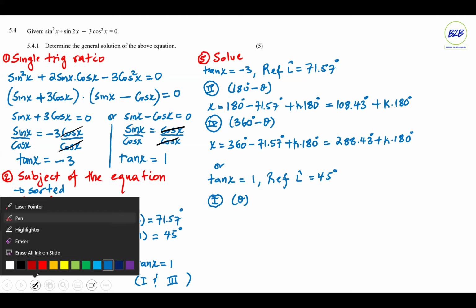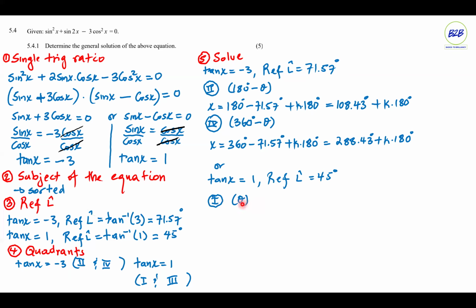Don't get confused now, eh? Theta in this case is no longer 71,57 degrees. It is 45 degrees. Remember, we have moved now into this equation, tan x equal to 1. Therefore, the reference angle of this equation is 45 degrees. And that makes our theta to be 45 degrees. Then we will say, okay, x is equal to, therefore, 45 degrees plus k times 180 degrees.